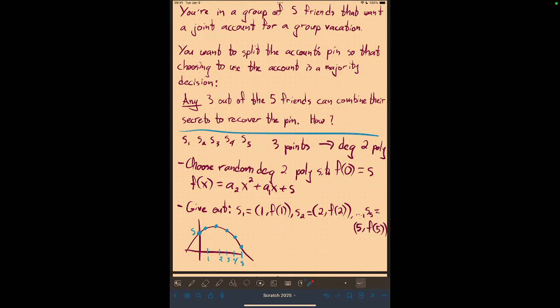So any questions on this? We're going to look at a little bit more complex example, but this is the foundation of secret sharing. Yeah?